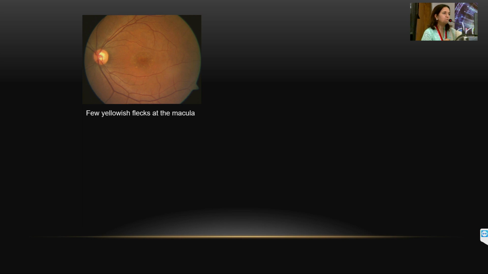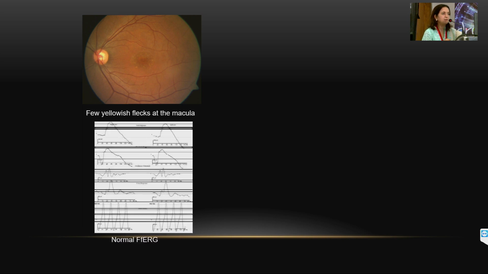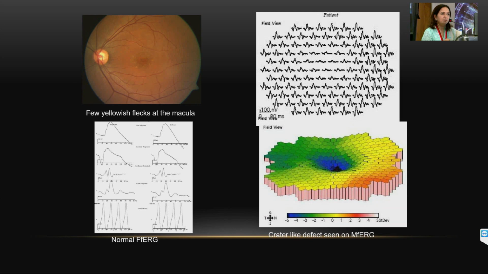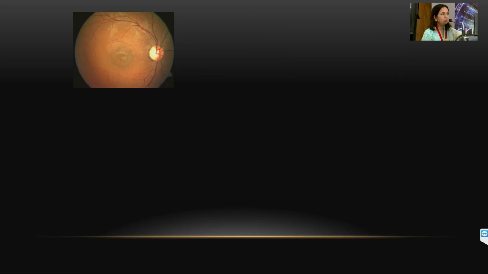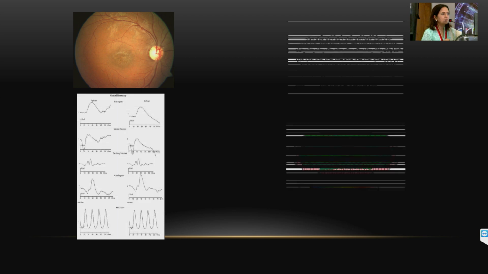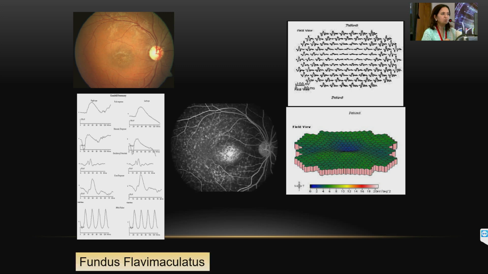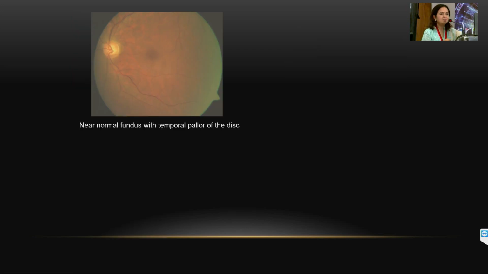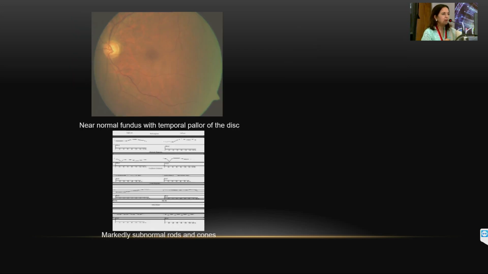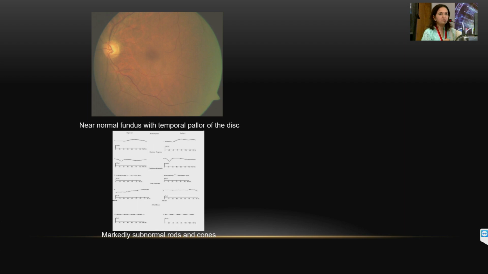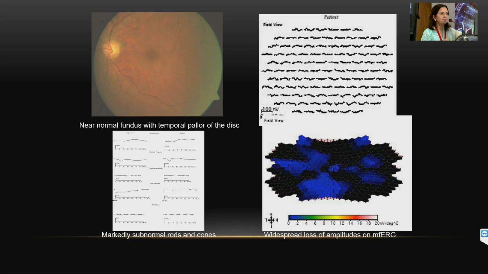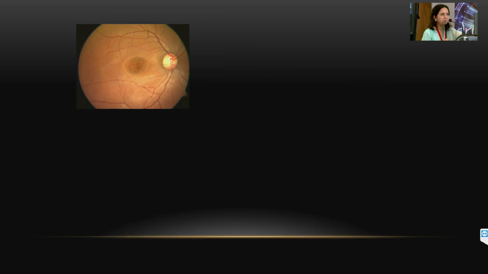Near normal looking fundus, some yellowish flecks at the macula, ERG is normal, multifocal ERG is down, and this is Stargardt's disease. Near normal looking fundus, and you see that your ERGs are normal, multifocal ERG is down, but you see how much are the flecks on FFA. So this is fundus flavimaculatus. Again, similar looking fundus, and you don't know what you're looking at, but ERG is almost extinguished. So here you're looking at a cone rod dystrophy.